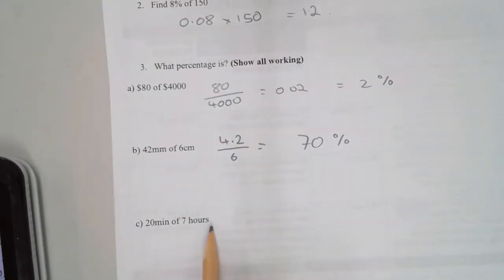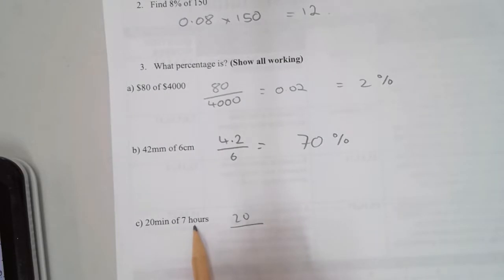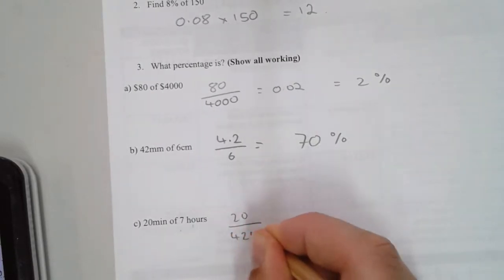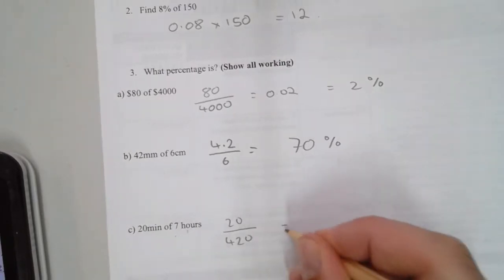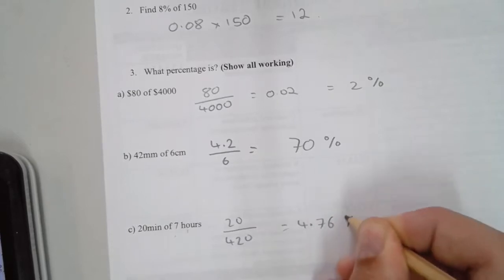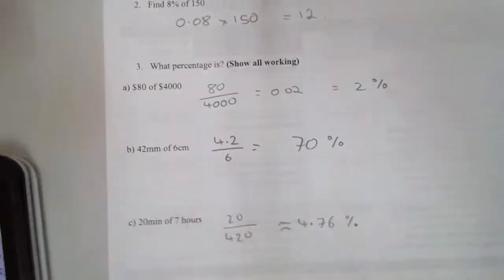20 minutes out of 7 hours, well, I'm going to keep it as 20. Now 7 hours is 7 times 60, so it's 420 minutes. So 20 over 420 times by 100 is 4.76% to 2 decimal places, or you could use the approximately equal to.